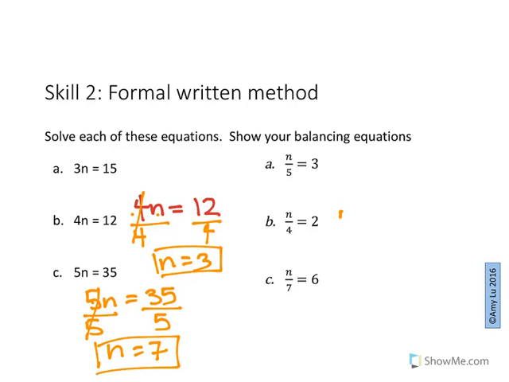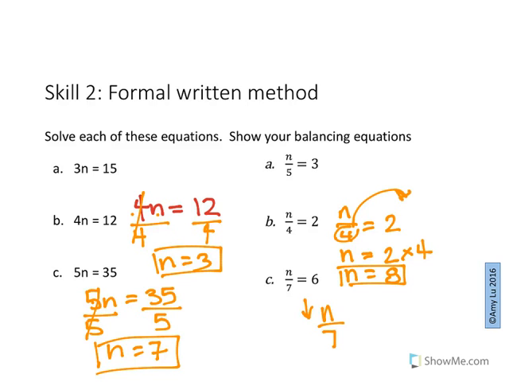In B on the other side, n over 4 equals 2. Since I'm dividing by 4, I'm going to bring it to the other side, which means I multiply by 4, so n becomes 8. On this one, n divided by 7 makes 6. I'm going to bring it to the other side. Since it's dividing, I have to now multiply. So this becomes n is equal to 6 times 7, which makes 42. And that's all.